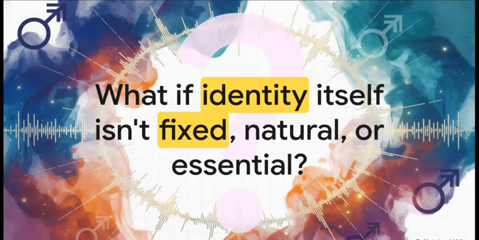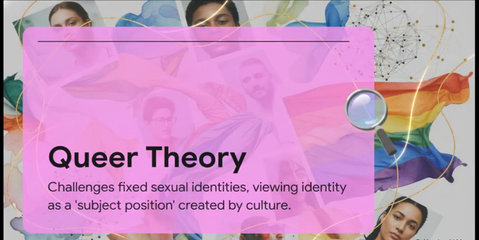This is where the questions got even bigger and way more radical. People started asking, what if identity itself isn't this fixed, stable thing we're born with? What if the categories we use every day, like gay or straight, man or woman, aren't actually natural or essential at all? And this line of thinking led directly to what we now call queer theory. What's so amazing about it is how it took the word queer, which had been used as a weapon, as a slur, and completely reclaimed it.